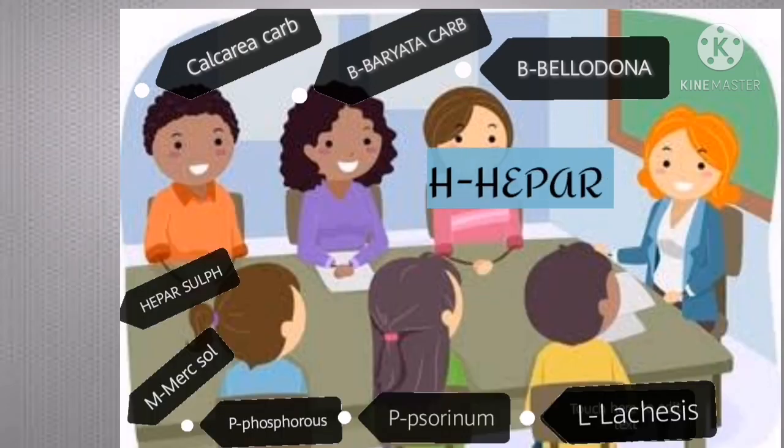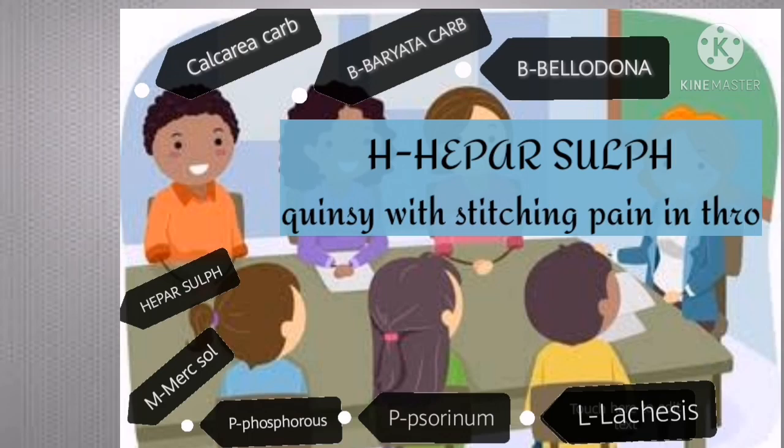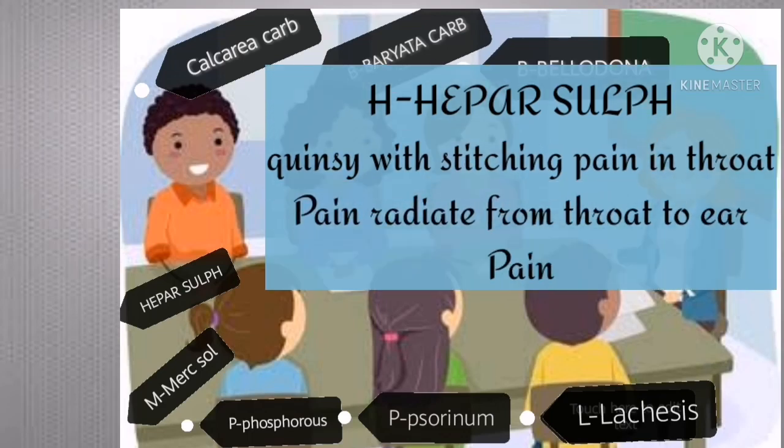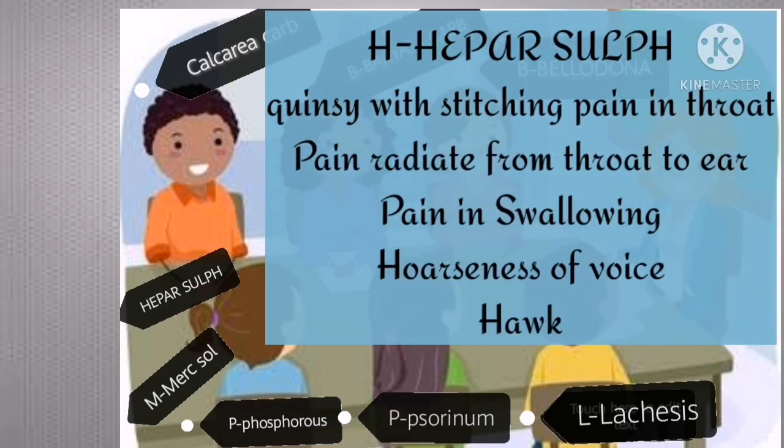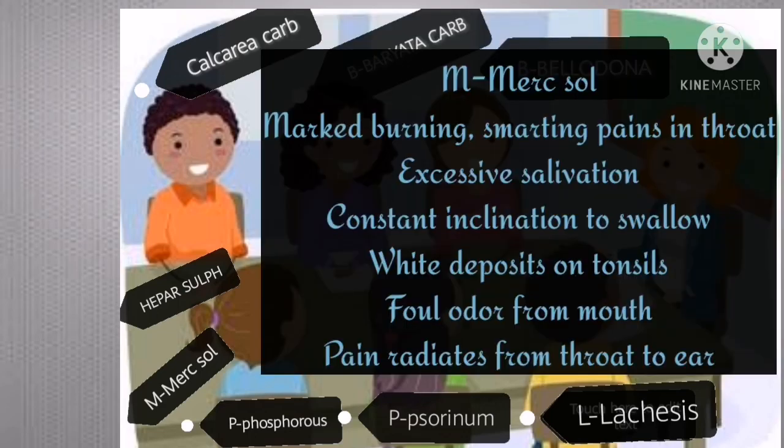And H for Hepar sulph: sensation of a fish bone in the throat with quinsy and stitching pain in the throat. Pain radiates from the throat to the ear, with pain on swallowing and hoarseness of voice. Hawks up yellow mucus. In Mercurius sol, there is marked burning and smarting pain in the throat, excessive salivation, constant inclination to swallow, white deposits on the tonsils, foul odor from the mouth, and pain radiating from throat to ear.